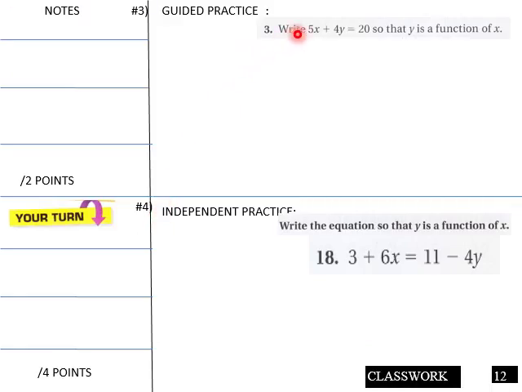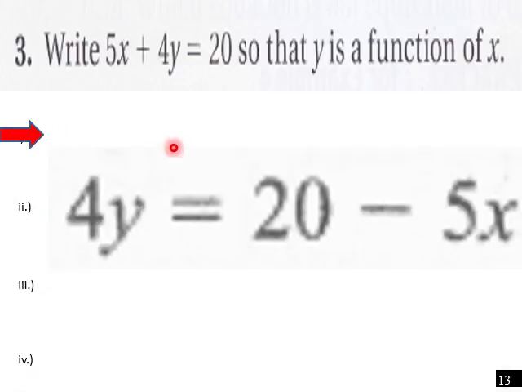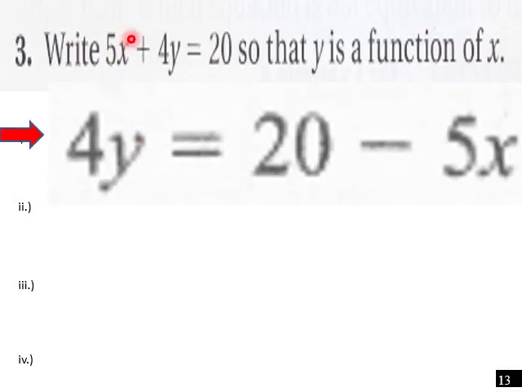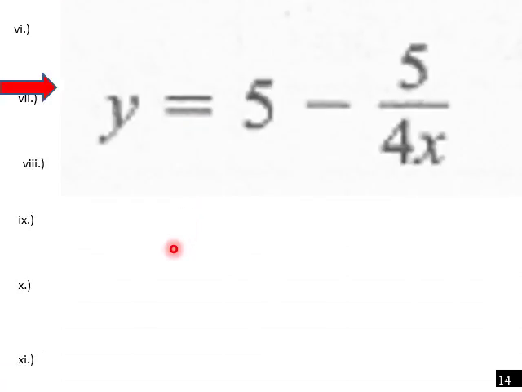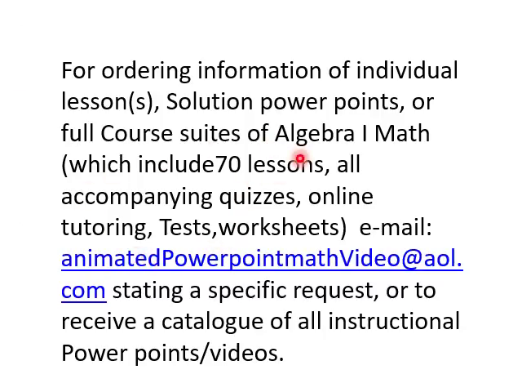Now, for our guided practice, write 5x plus 4y equals 20 so that y is a function of x. And then students, this is yours here, your independent practice: write the equation so that y is a function of x for that one. Okay, so for y, first of all, we move our 5x over here. So we subtract 5x from both sides. 4y equals this. And then we divide through by 4, and we end up with this expression. So y equals 5 minus 5 over 4 x. We further simplify there.